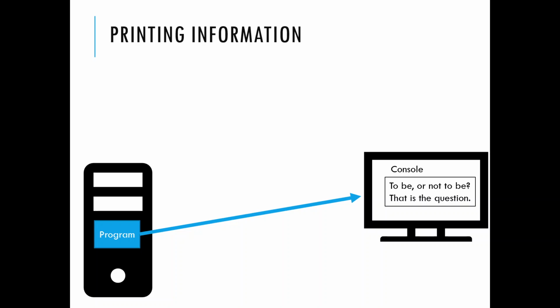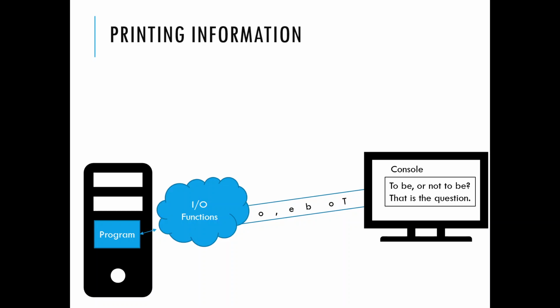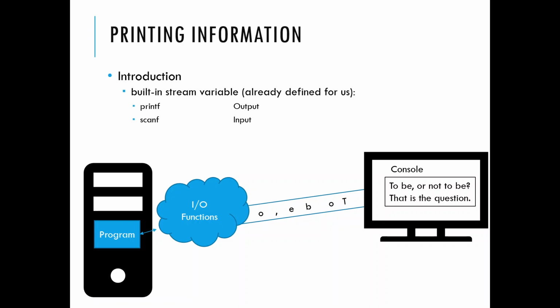So, normally with the console window, I have my program, and it's going to send information to the terminal window so you can see what's going on. And this is where our I/O functions, our input and output functions, come in handy. This is like printf and scanf. So we have some built-in ones.